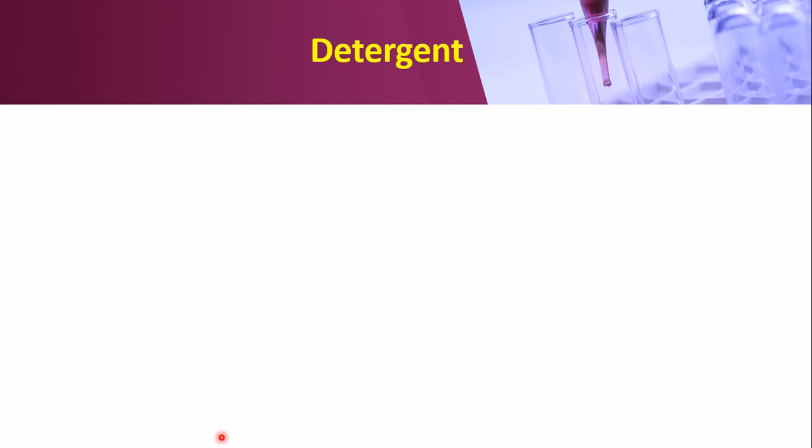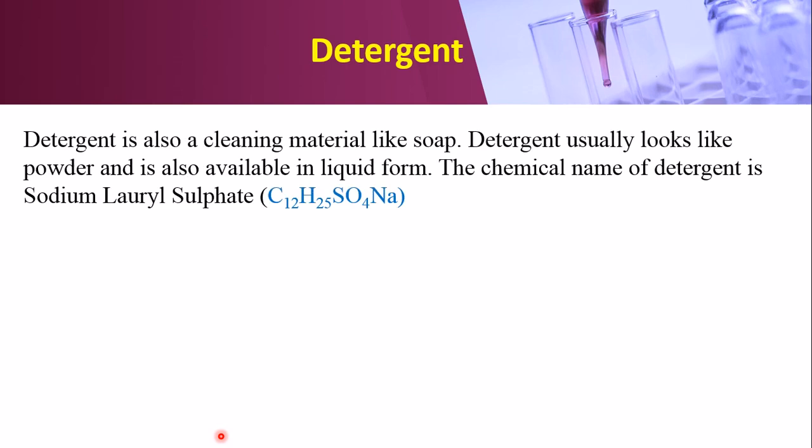Now, detergent. All you know about detergent. Detergent is also a cleaning reagent that is used to clean our clothes. Detergent is also a cleaning material like soap. Detergent usually looks like powder, and it is also available in liquid form. The chemical name of detergent is sodium lauryl sulfate, and its formula is C12H25SO4Na.